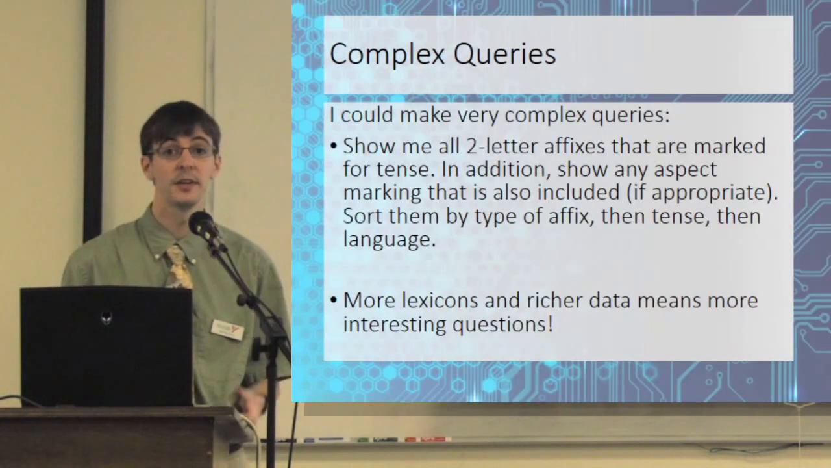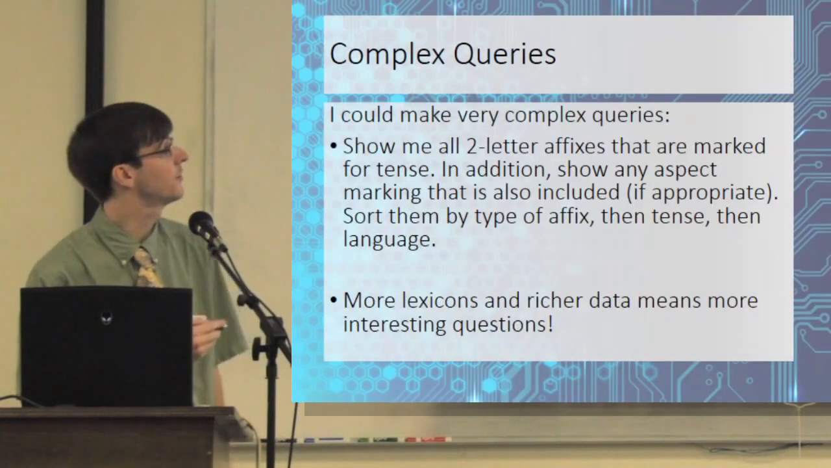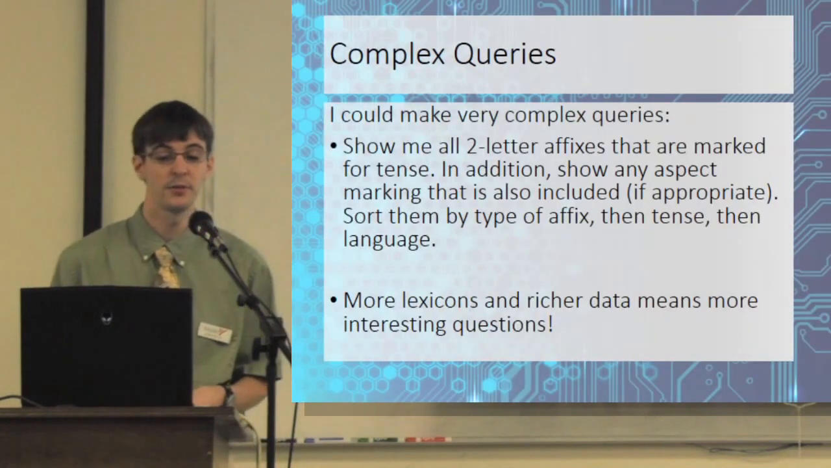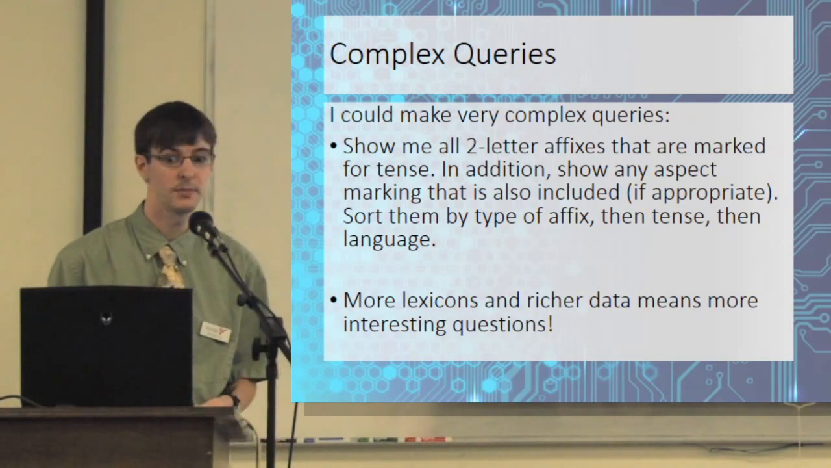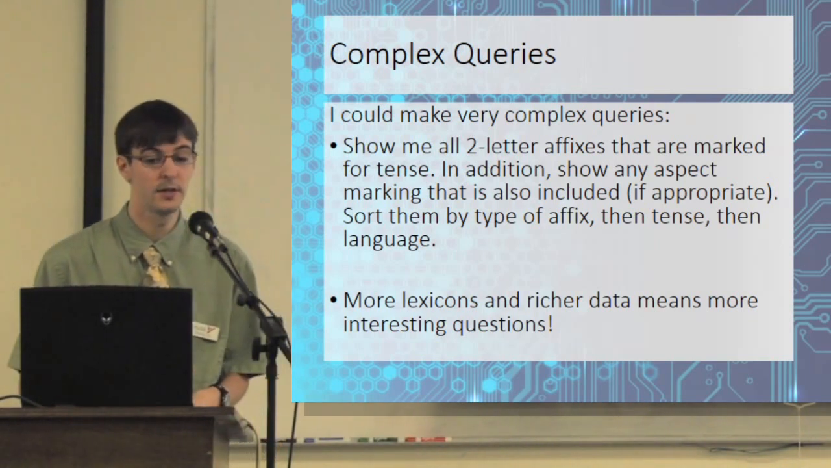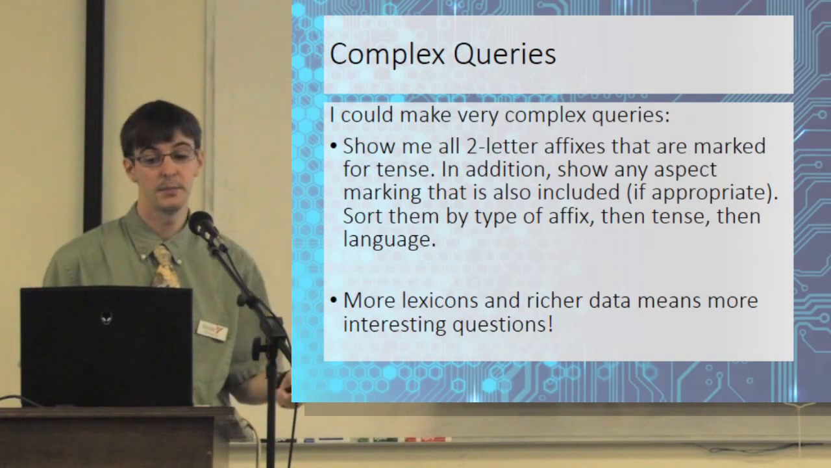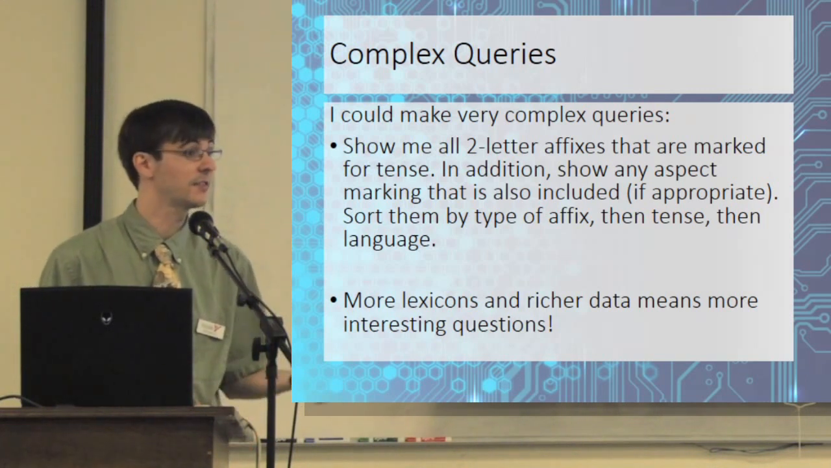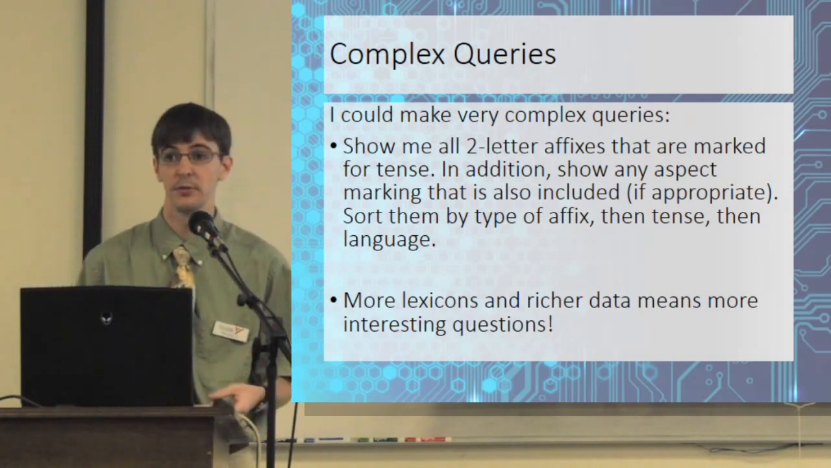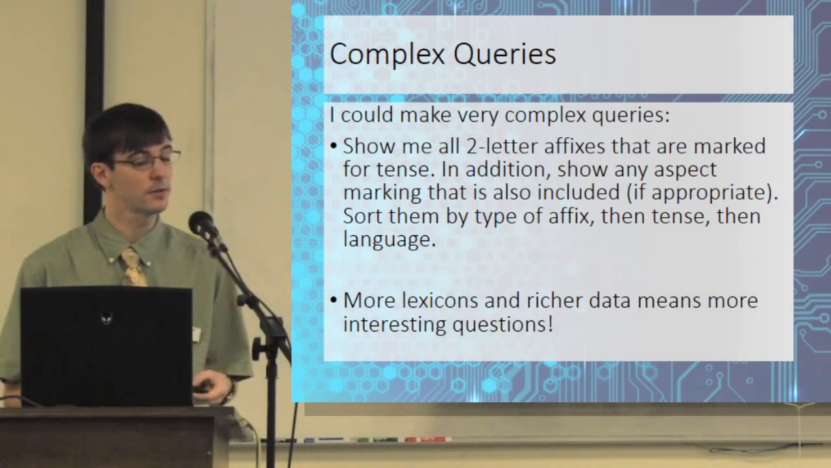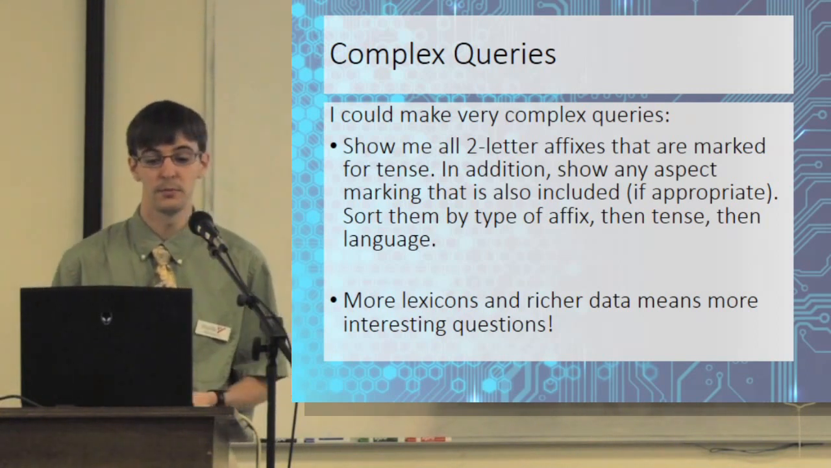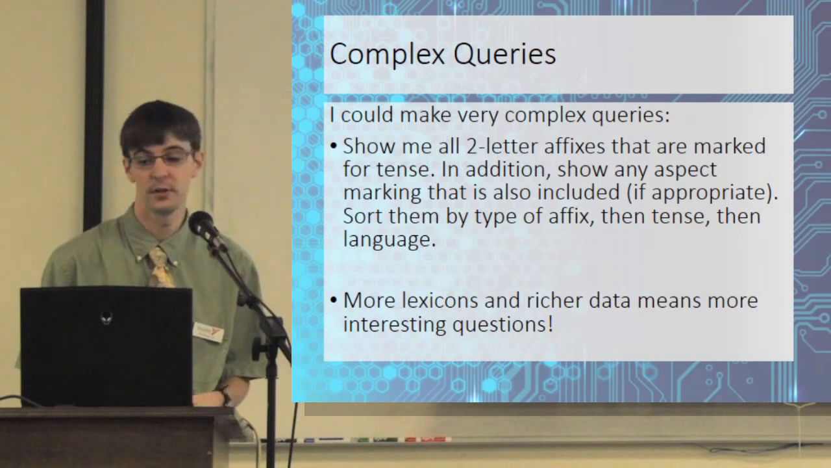So I can also make really complex queries: show me all the two-letter affixes that are marked for tense. In addition, show any aspect marking that is also included, if appropriate, and sort them by affix type, tense, language. You can ask that sort of question, and it will give you those results back, and you can look through them. So more lexicons and richer data means more interesting questions.